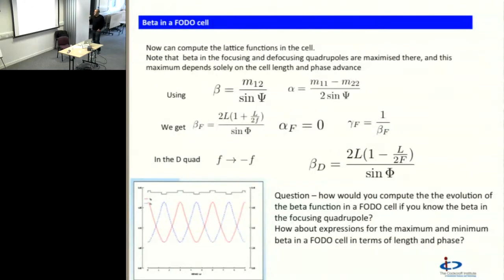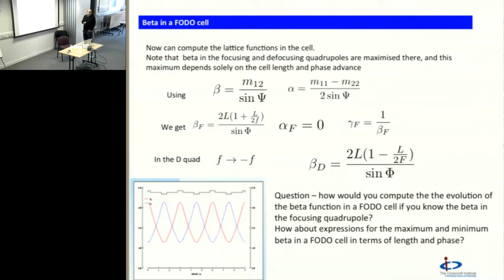Well, what's the beta in our photocell? We know the phase advance. We can now find betas. We just use these equations again. The betas in the focusing and defocusing quads are maximized, and this maximum depends only on the cell length and the phase advance. So if I use my one-turn map in terms of L and F and apply these equations, I find that the beta in the focusing quadrupole is given by this, alpha is given by zero, and gamma is given by that. In the D quad, F just goes to minus F, so I find the beta in the D quad is simply given by that.